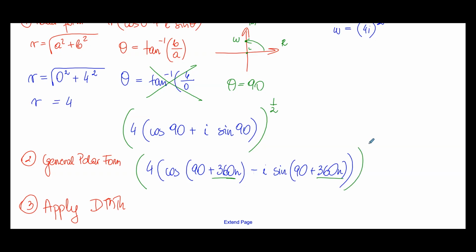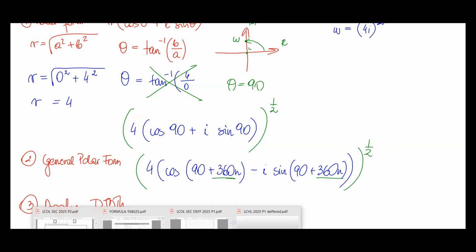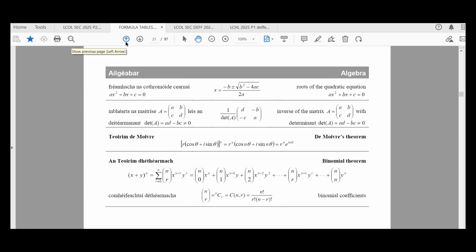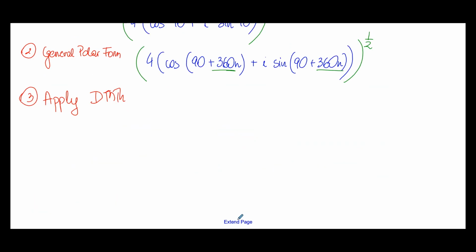Oh yeah, let's not forget power of a half. It's the only formula in your table that has to do with complex number. So this formula is saying that the r is taken to that power, and the angle is multiplied by that power. So applying that in our case, that means 4 will be taken to the power of a half, cos, and all of that angle will be multiplied by a half.